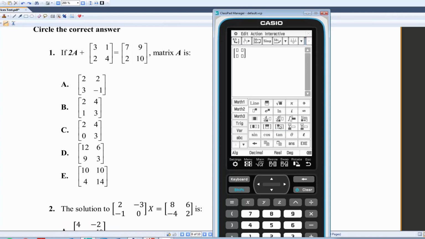Alright, so we're going to put a 2 by 2 in. That's 7, 9, 2 and 10, and from that we are going to remove this matrix here. Okay, so we're going to remove the 3, 1, 2, 4. So essentially to solve for A we're going to subtract this from both sides. So let's do that first of all. Now we're going to divide this by 2, so our scalar multiplication is going to be a half. So times that matrix there by 0.5, and let's change this to standard and see what we get.